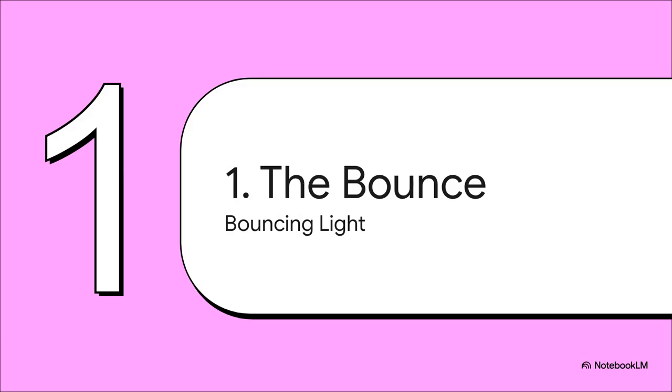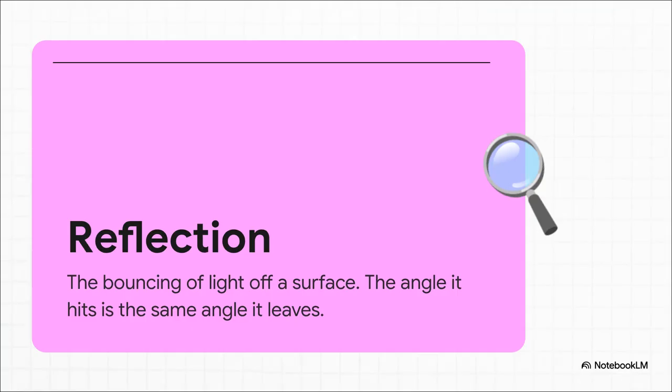And that brings us to the first part of its journey, the bounce. This is what happens when our light ray smacks into a surface like a mirror. It can't pass through, so it's got to go somewhere. It has to bounce. Now, the scientific name for this is reflection, and it follows this one simple, really elegant rule. The angle that light hits a surface is the exact same angle that it leaves.